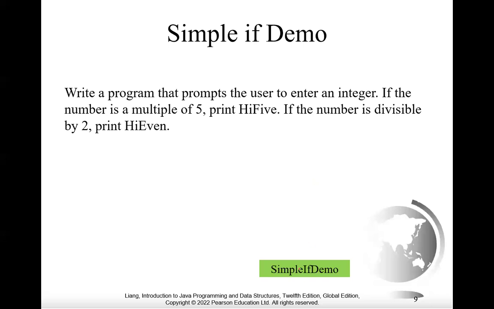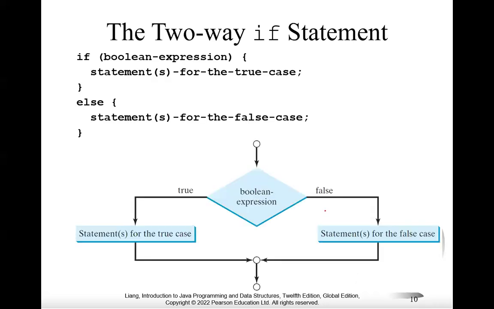Again, please practice with the slides. Click on these links and see what the codes look like. Also, like we have in C, we can have a two-way expression, which is if and else. So we check the expression. Instead of false not having a statement, false also has a group of statements that it evaluates.